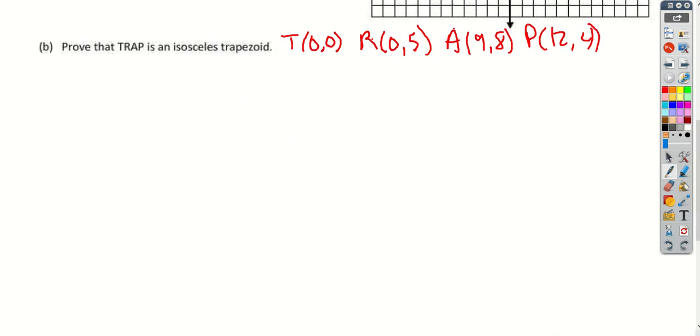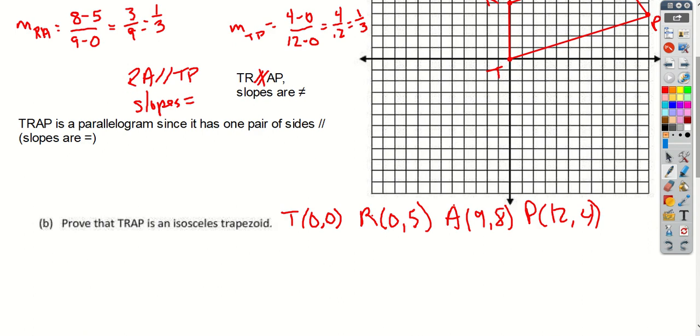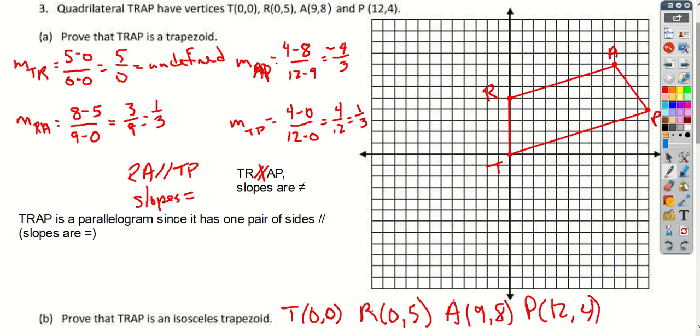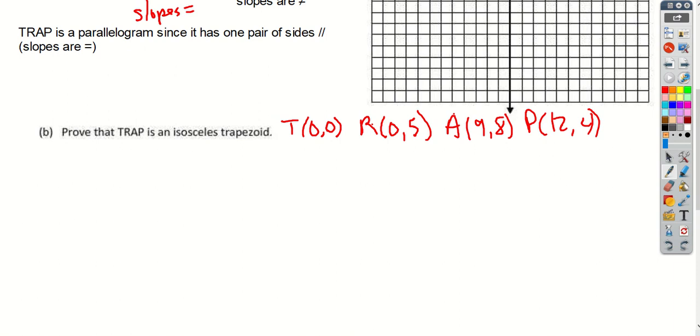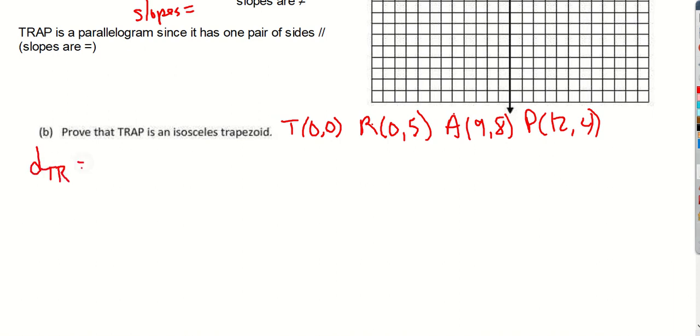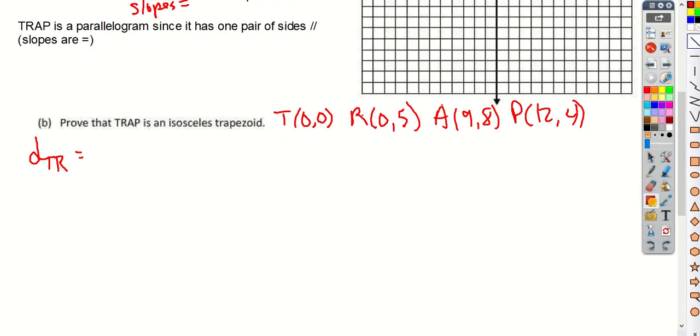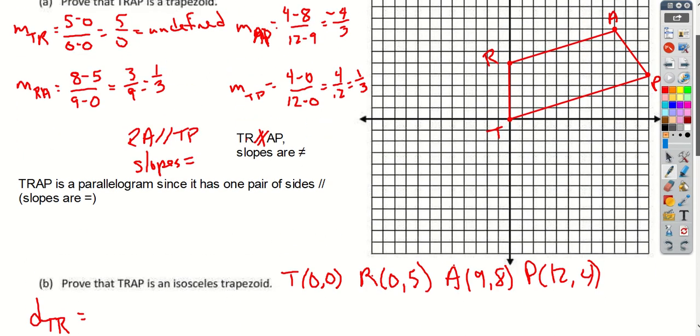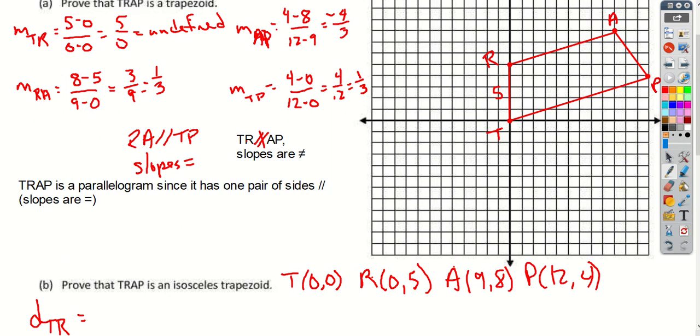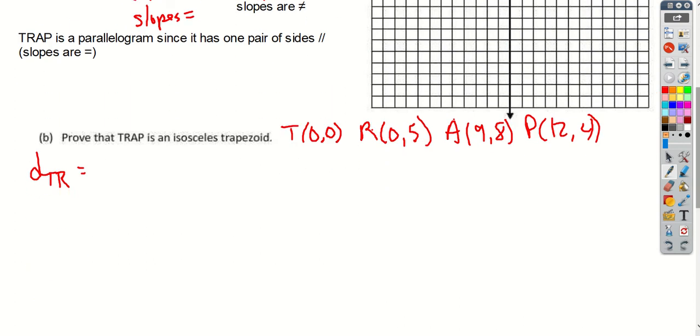All right. Proof it's isosceles. So looking at the diagram, I can already see the two sides that are not parallel. We already identified them. They're TR and AP. I want to show that they're equal. So we're going to do the distance of TR. Now, this is a vertical line. We can just count it right on the graph and mark it down there. So this is just 5. You can count it. So the distance of TR is 5.